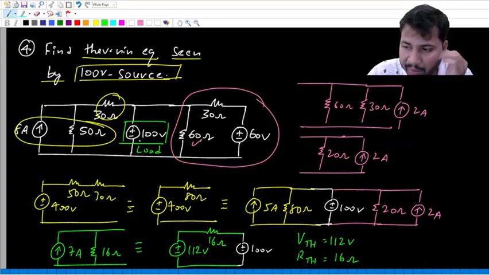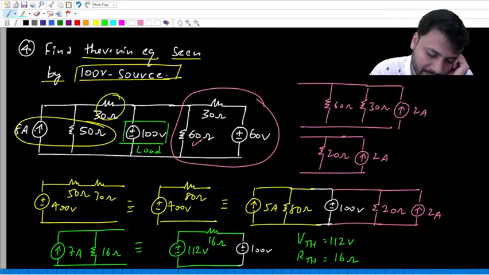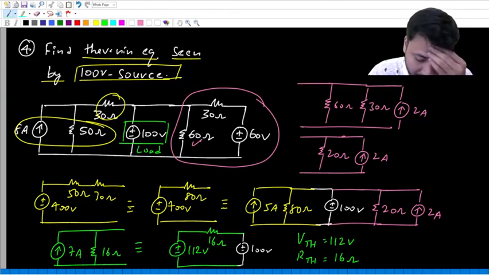Yes, if you want to find the equivalent resistance seen by the 100 volt source, make all the other independent sources 0. That means what? This current source and this voltage source, you make them 0. And then you find the equivalent resistance across the 100 volt source. When you make the current source 0, it becomes 0 or open. Then 30 and 50 will be in series, which is 80.